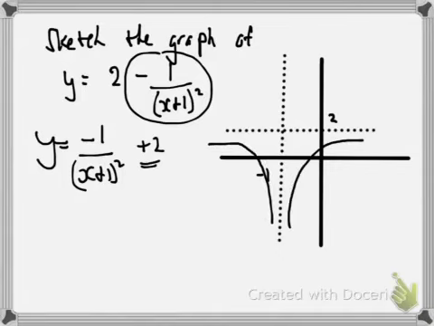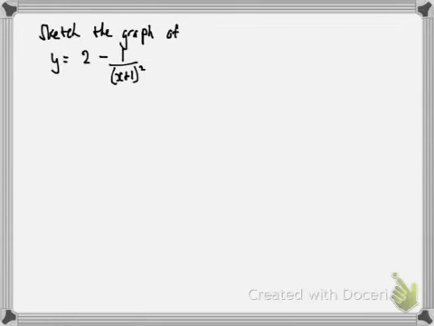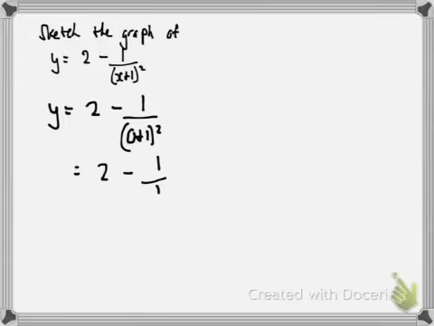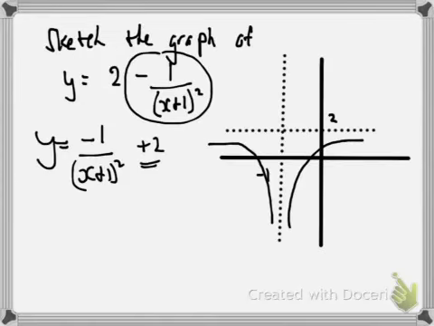So that might give us a rough guide as to where our intercepts might be. Let's go ahead now and find the intercepts. We'll find the y-intercept first by making x equals 0. 2 minus 1 over 0 plus 1 squared equals 2 minus 1 over 1 equals 1. So the y-intercept is going to be 0, 1. And if we go back to our rough sketch, that point there is going to be 1.